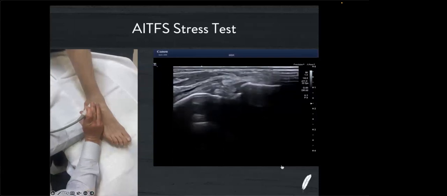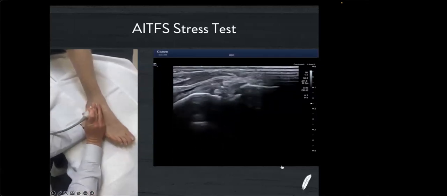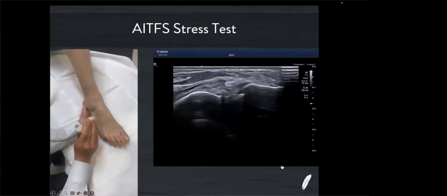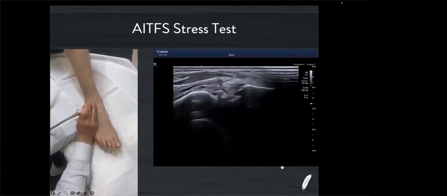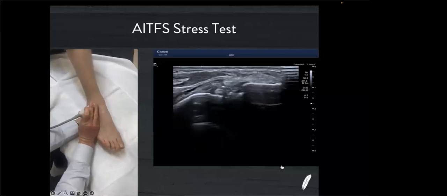This is how I perform the stress test. I bend the patient's knee and I cup their calcaneum in my left hand, and then using my right hand to hold the transducer, I place the ankle into external rotation. And the external rotation works perfectly to open up the anterior inferior tibiofibular syndesmosis.